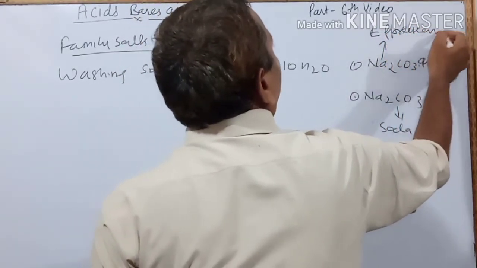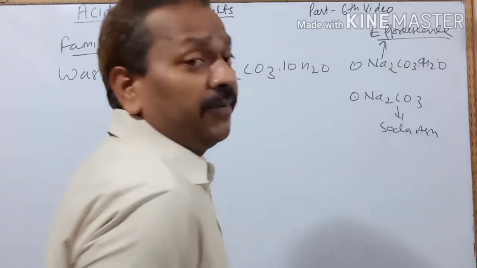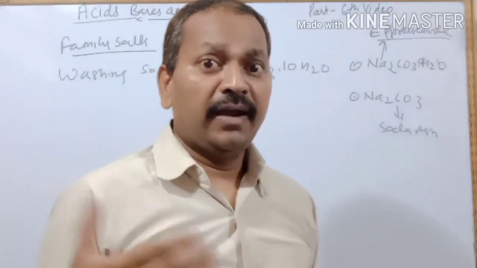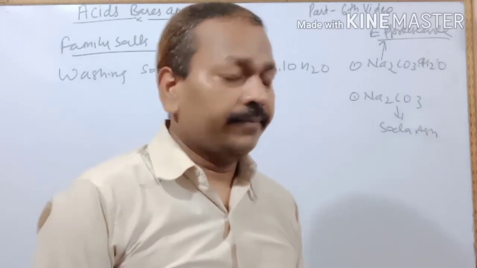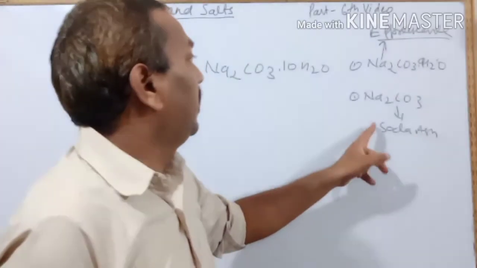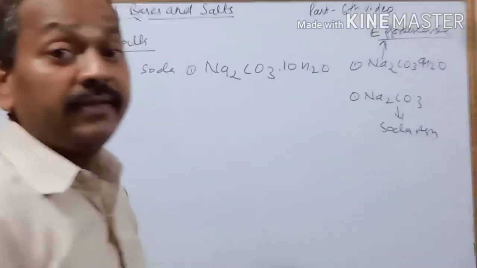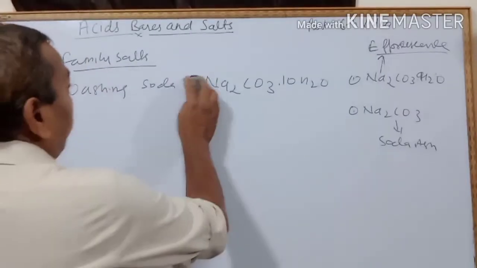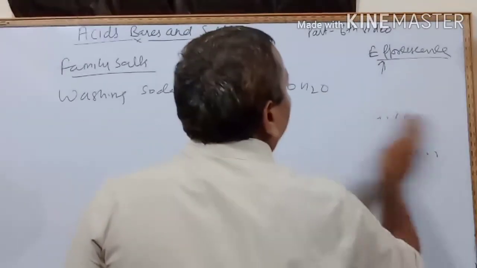Efflorescence means water is removed at ordinary temperature, without heating being involved. So this is efflorescence. Now this is soda ash. There is a little bit of difference: chemically the formula is the same, only the water molecule is different. Now here we will study washing soda.